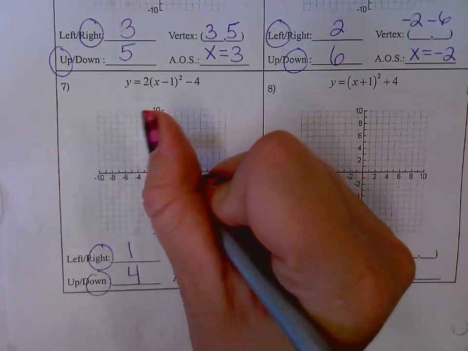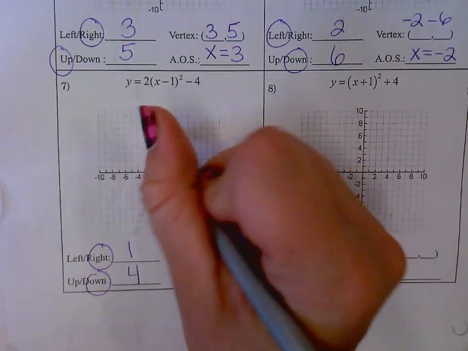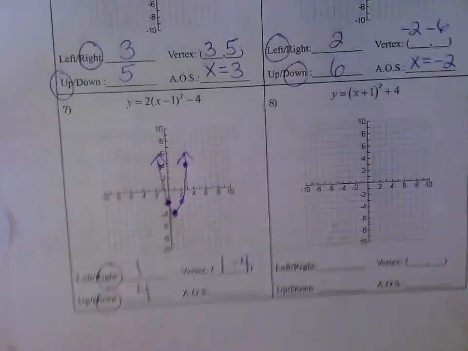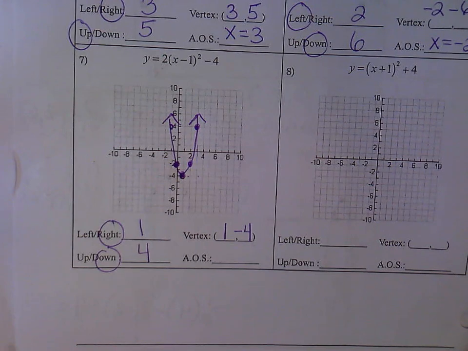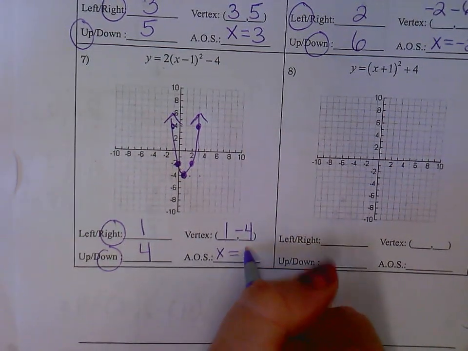So you end up here at +4, concave up, right? Because it was a +2 right there. I forgot. Axis of symmetry is x equals 1.